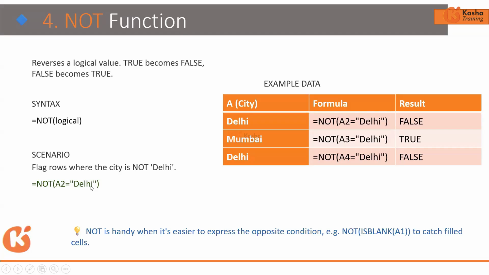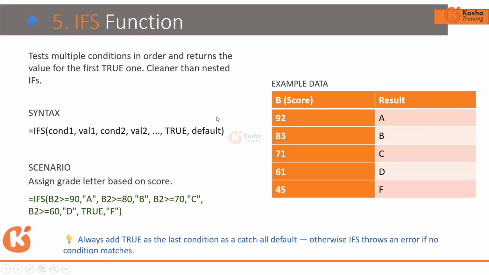flag the row. So here you can see NOT A2 is equal to Delhi. Now this is Delhi. So obviously, this is false because it is reversing. This is Mumbai. Now this is false, but it is true because it is reversing the value. Again, Delhi is true, but since it's a reverse, again it is false.